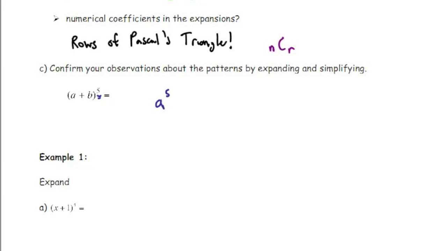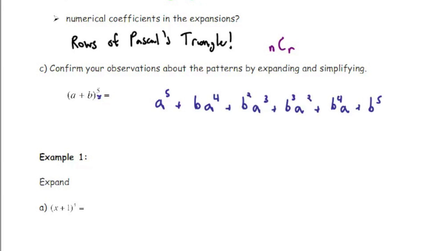Well, let's start by writing out our a's. We said that a started from our top power, so that's a to the 5th, and then it went down. So a to the 5th, a to the 4th, a cubed, a squared, a, and then nothing. And then what about our b's? Well, we started with nothing, and then we have 1b, 2b's, or b squared, b cubed, b to the 4th, and b to the 5th. These are all pluses in between.